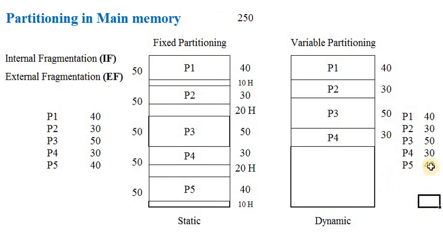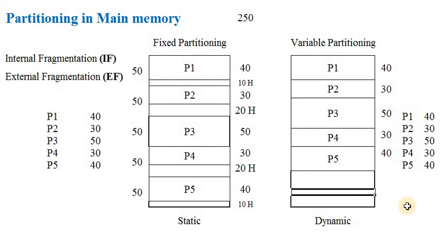Let us go for the next process, that is P5 with the size 40. 40 is less than 100. Let us allocate that process also, because the process size is less than the available size. P5 will be allocated with the size 40. Now all the processes are allocated. What is the size of the remaining space? 40 plus 30, 70, 120. 120 plus 70, 190. So 250 minus 190, that is 60. So 60 is the remaining space.